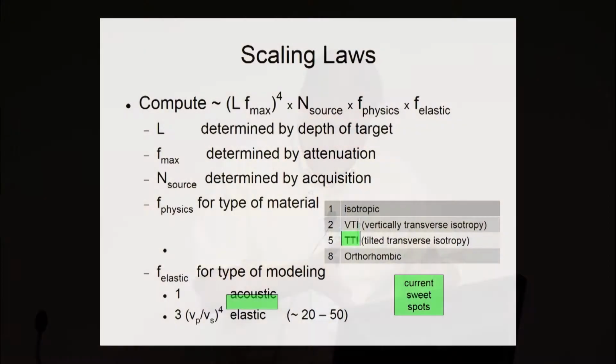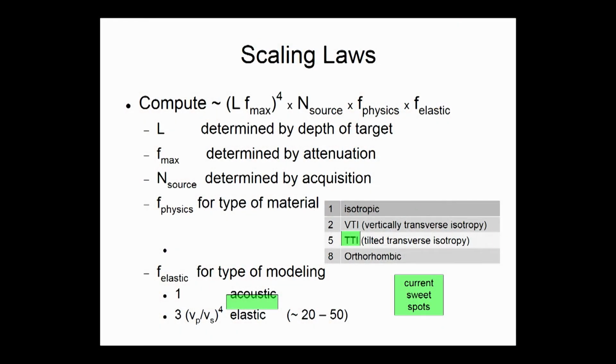Are you modeling the medium as acoustic or doing the full elastic? And that shows up with a factor, which we can call 1 for acoustic, and then a factor that's related to the ratio of P to shear velocities in the medium. And you can see that what's going to be really expensive here is going to elastic. But the variation with type of material is a scale that's single digit, 1 to 8, crudely.